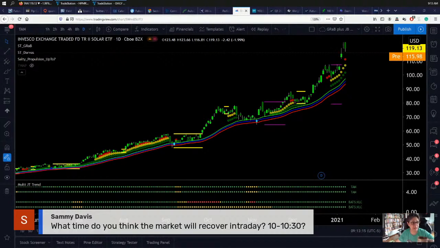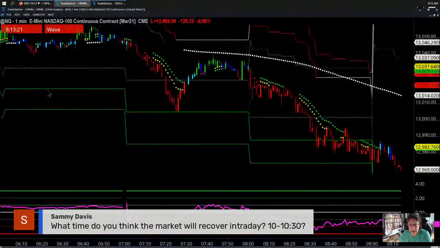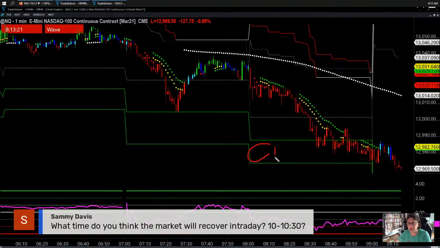Sammy asked, what time do I think the market will recover? So time is part of it, Sammy. I'll look at the clearing range, the high and low of the clearing range. We can also look at the initial balance, high and low. But I'm mostly going to be focused on where my V-score, my VWAP, and my hourly price movement range, or my volatility support and resistance, will be.